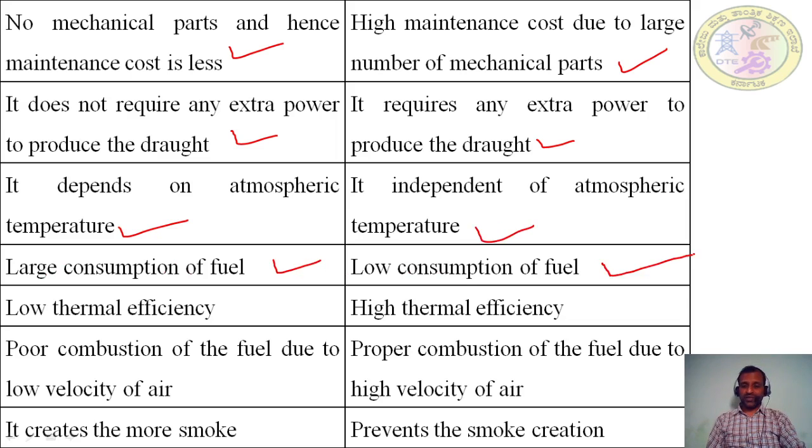So there is low consumption of fuel in the case of induced or forced draught. Natural draught has low thermal efficiency, because you are not using the heat to the full extent, so the thermal efficiency decreases. In artificial draught the thermal efficiency is high because you are using the heat to the full extent. There is poor combustion of the fuel due to low velocity of air, and proper combustion of the fuel due to high velocity of air, which prevents smoke creation. So this is the comparison of natural draught and artificial draught.